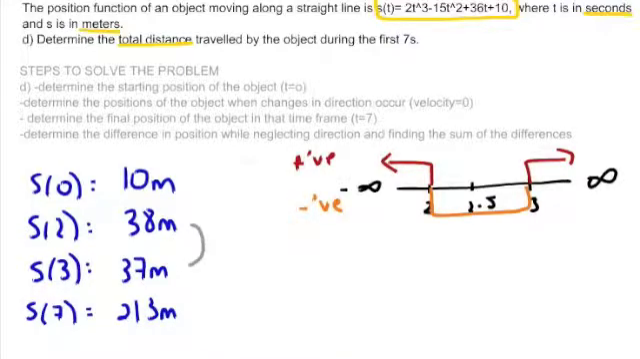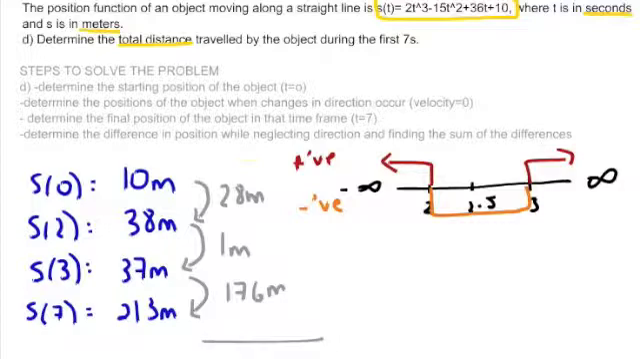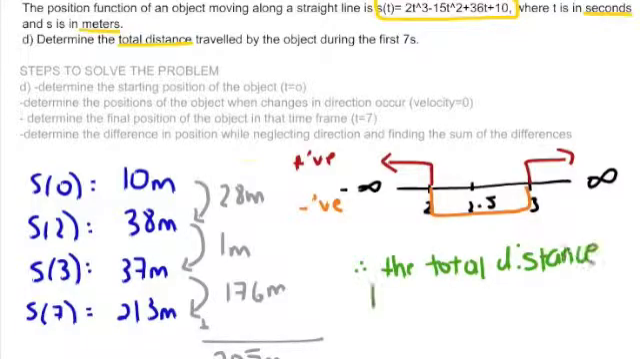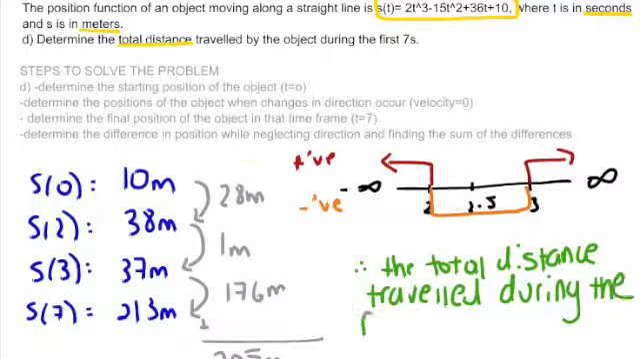Between 2 and 3 seconds, the object traveled 1 meter in the opposite direction. Between 0 and 2 seconds, the object traveled 28 meters, and in between 3 and 7 seconds, the object traveled 176 meters. The sum of the distance traveled per interval is 205 meters. Therefore, the total distance traveled during the first 7 seconds is 205 meters.